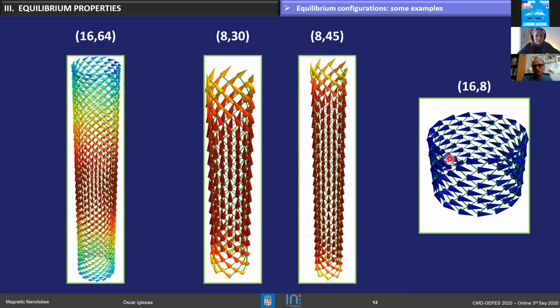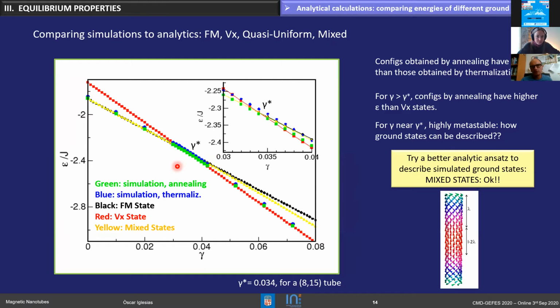In order to better characterize this, we can see here, for example, the comparison between the calculations, these two lines here, the results of the simulations, and then the comparison between different states: a mixed state, which would be formed by a ferromagnetic part and vortices of extension lambda at the ends, which is a theoretical state trying to describe what happens in the simulations, and also a state which is characterized by a quasi-uniform orientation of the magnetization, let's say all the spins forming an angle theta with respect to the tube length.